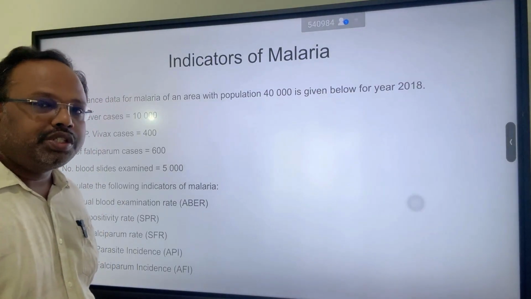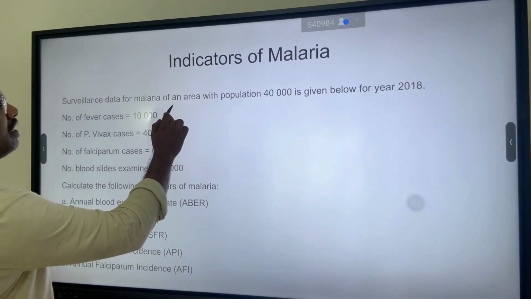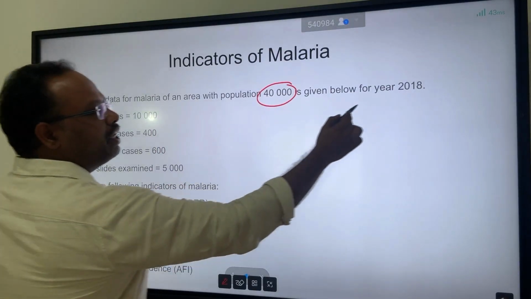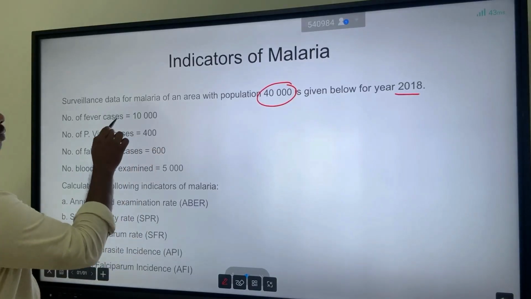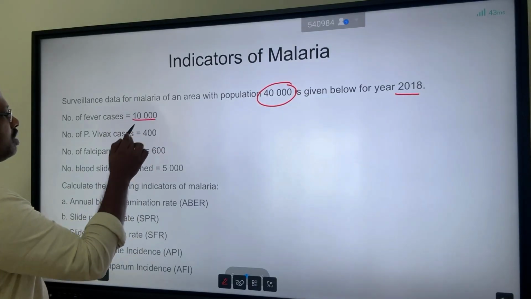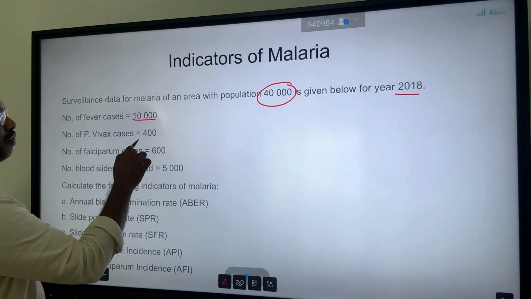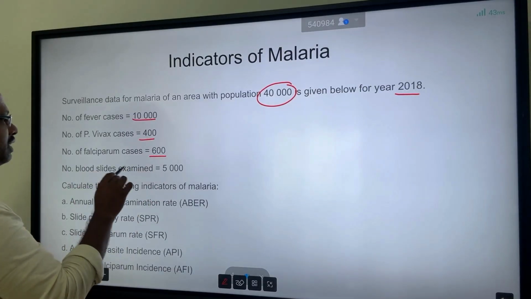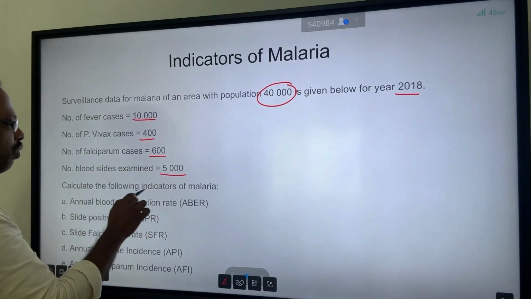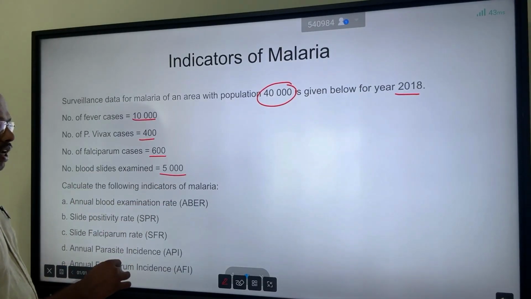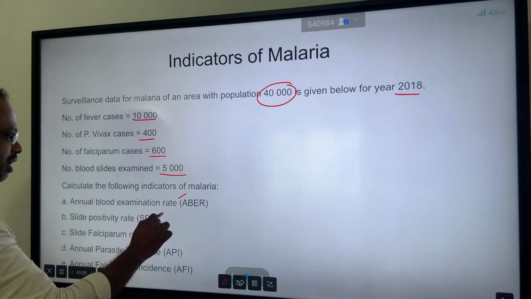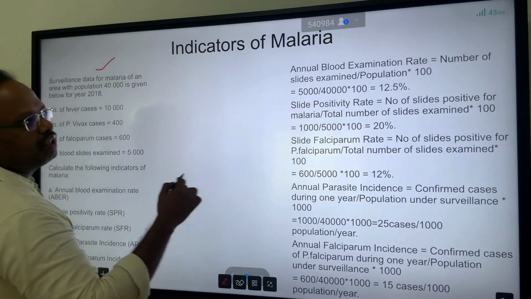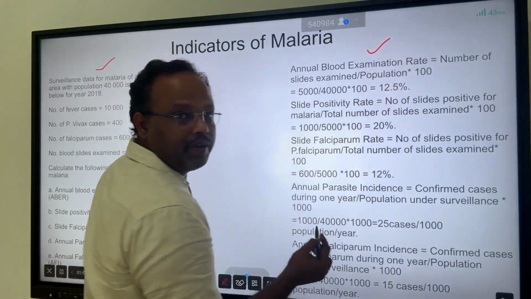Now we have this question here: the surveillance of malaria was done in a population of 40,000 in the year 2018. The total number of fever cases given here is 10,000. Plasmodium vivax cases are 400. Falciparum cases are 600. Slides examined is 5,000. Now we need to calculate the parameters here, that is ABER, SPR, SFR, API and AFI. So I have arranged the question here, and the answer key is here. We will work it out.